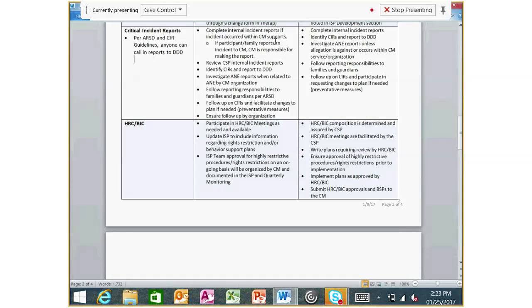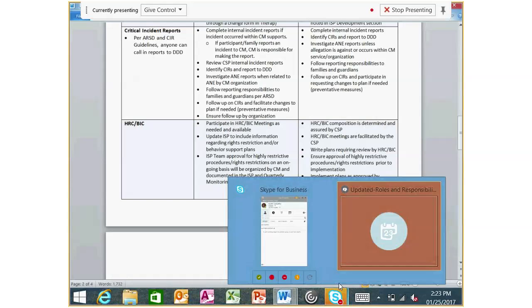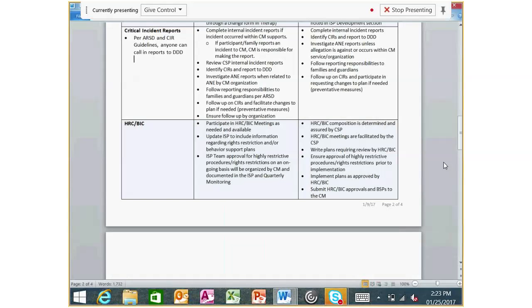Again, you're following up on those CIRs and participating in requesting changes to the plan if they're needed, such as preventative measures. So not a lot changes for CIR reporting for community support providers, just the specific situations where an incident might be alleged against or happen within case management services, and that is not the CSP's responsibility to investigate or follow up on.